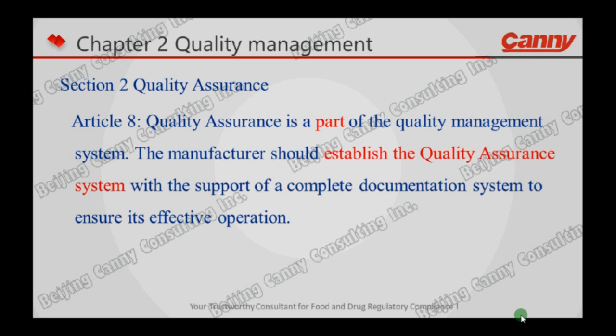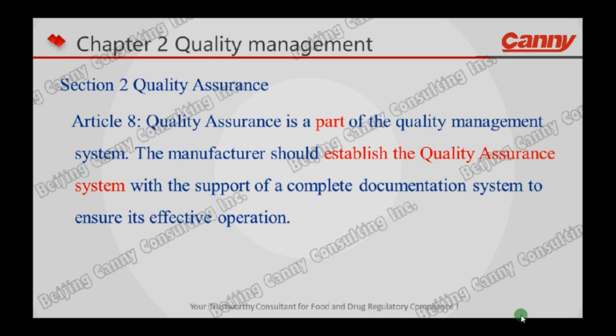And in Chapter 2 Quality Management System, there are other three sections. Section 2, Quality Assurance. It is about quality assurance. So it says quality assurance is a part of the quality management system. The manufacturer should establish the QA system with the support of complete documentation system to ensure its effective operation. Okay, so we can say that QA system is very important for GMP, right?